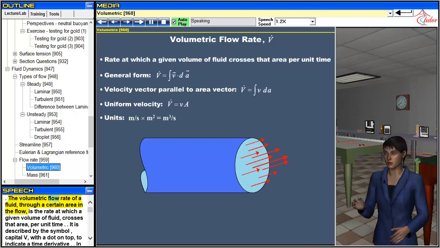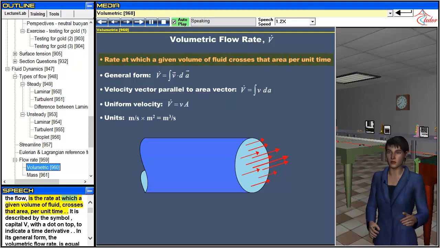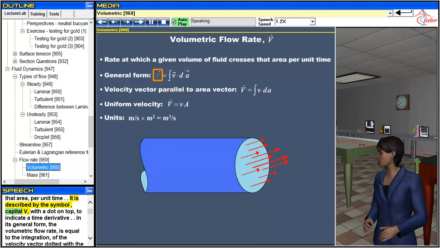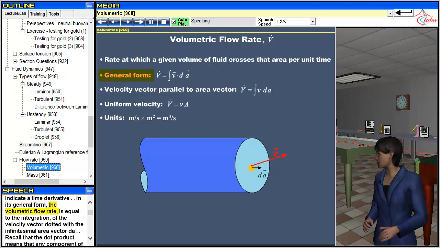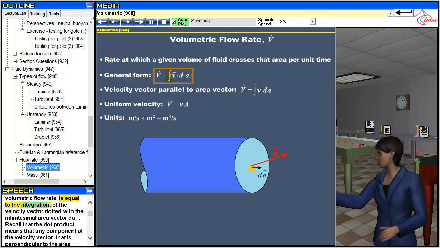The volumetric flow rate of a fluid, through a certain area in the flow, is the rate at which a given volume of fluid crosses that area, per unit time. It is described by the symbol, capital V, with a dot on top, to indicate a time derivative. In its general form, the volumetric flow rate is equal to the integration of the velocity vector, dotted with the infinitesimal area vector dA.